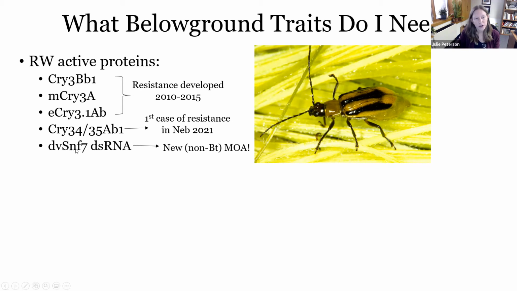So this is currently being sold as a pyramided product where it would be combined with some of the Bt proteins, which should be good for reducing resistance, but also combining modes of action, right? More than one mode of action to target that rootworm beetle.